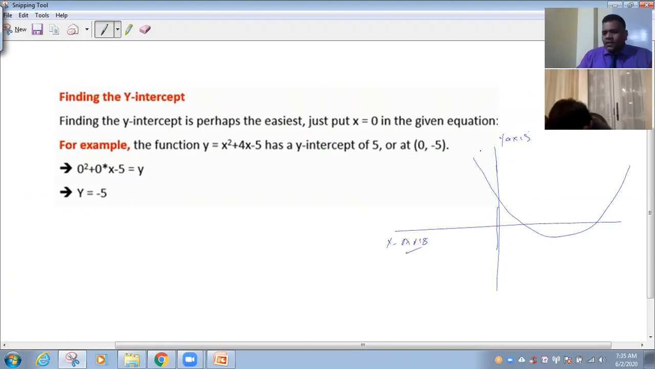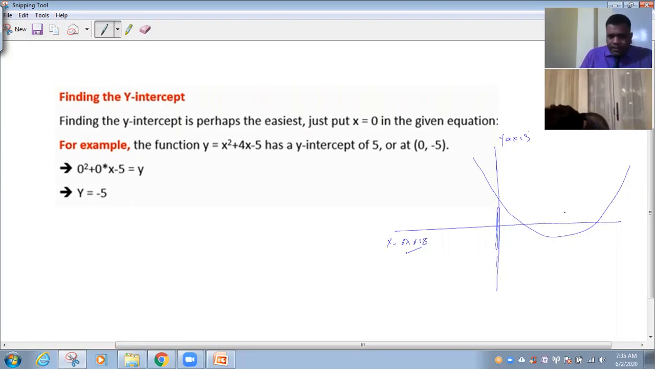So first we'll try to understand what the intercept could be. The meaning of intercept is the distance from the origin to where the graph cuts the x-axis, that is the x-intercept, and the distance from the origin to where the graph cuts the y-axis, that is the y-intercept.